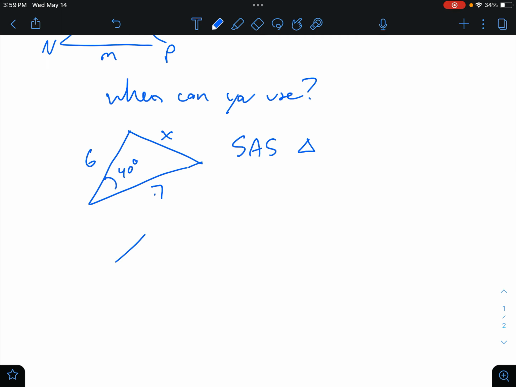You can also use it in a triangle where you know all of the sides. So let's say I have 6, 7, 8, something like that, and I know none of the angles, just the sides alone.